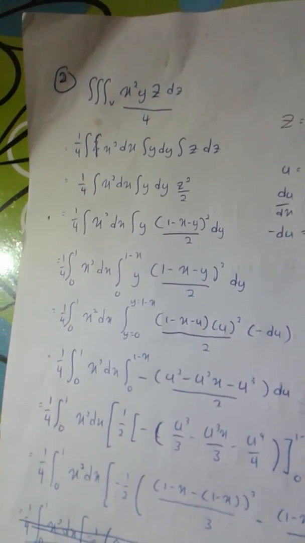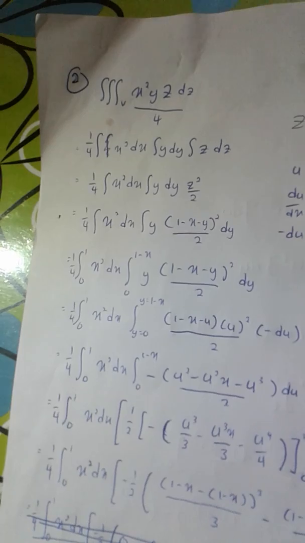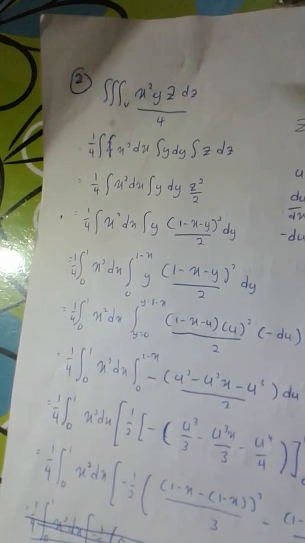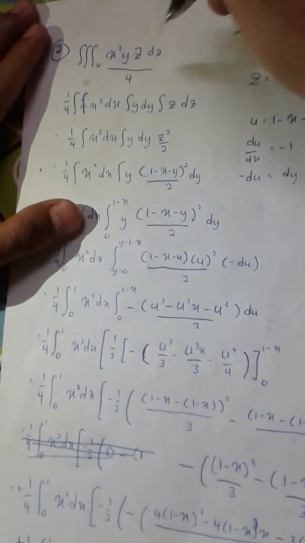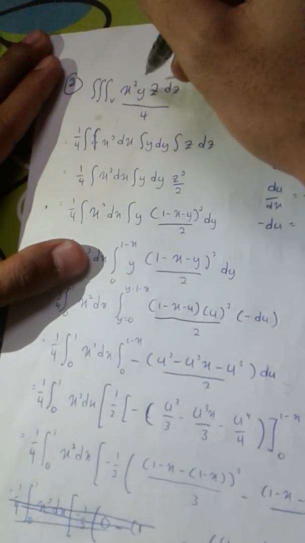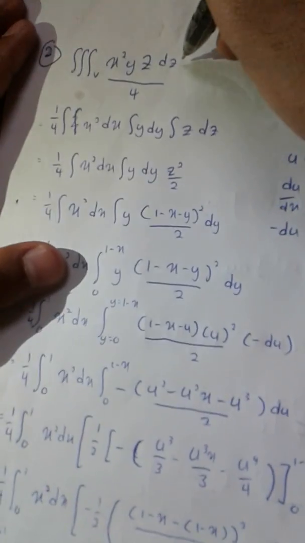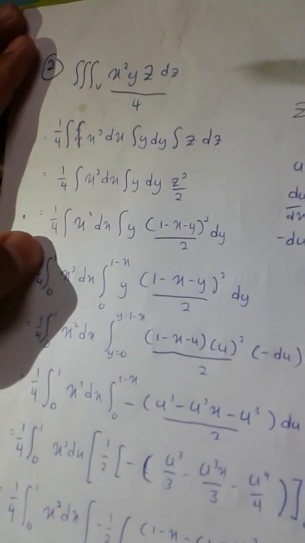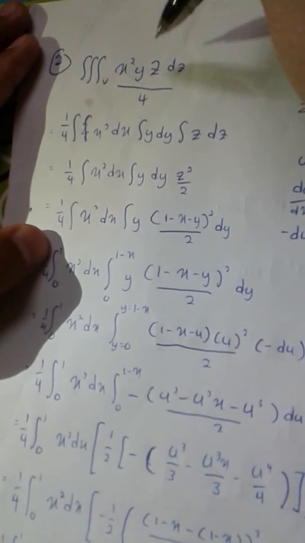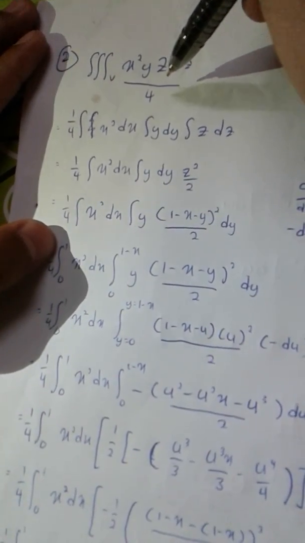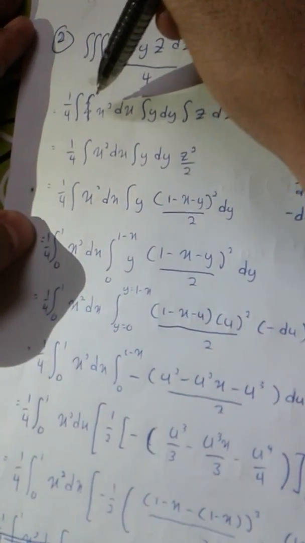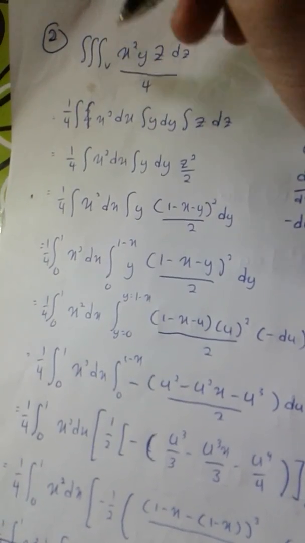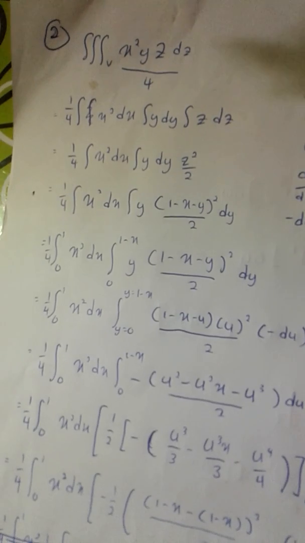Okay, for the second question, we need to use the volume integral theorem to calculate the volume of the shape. From the equation, the equation given is x squared y z dz over 4. To make this equation easy, we put the 1/4 outside the integral. Then we integrate for each plane, I mean dx, dy, and dz.